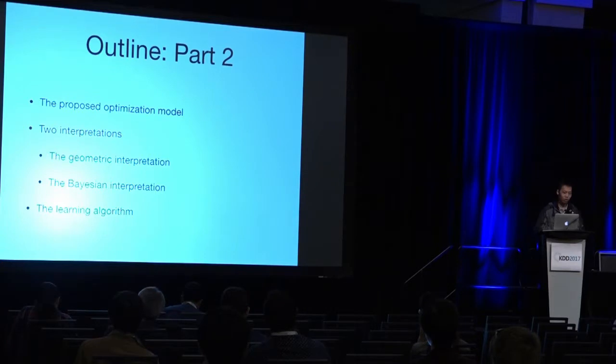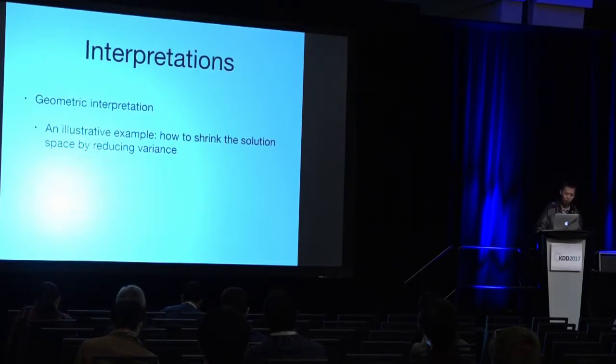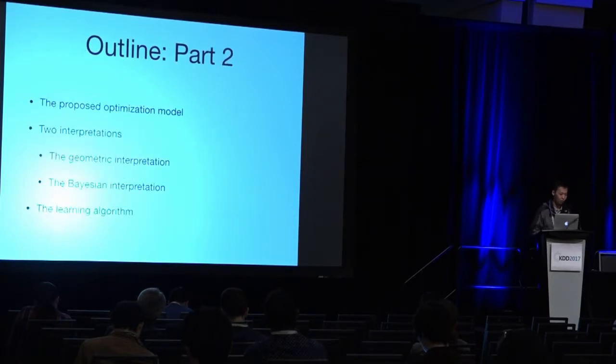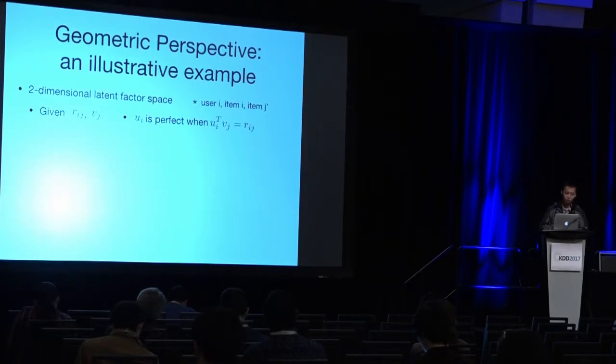Okay, then we give 2 interpretations for this formulation. The first is geometric interpretation, which helps to explain why the second order distance could reduce the model's solution space. And the second, Bayesian interpretation, where we want to connect the proposed method with existing methods such as probabilistic MF and collaborative topic regression. So the first, a geometric interpretation.